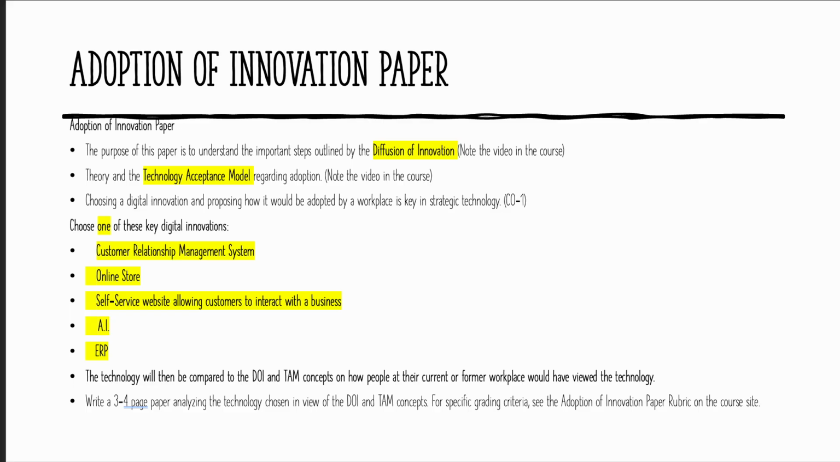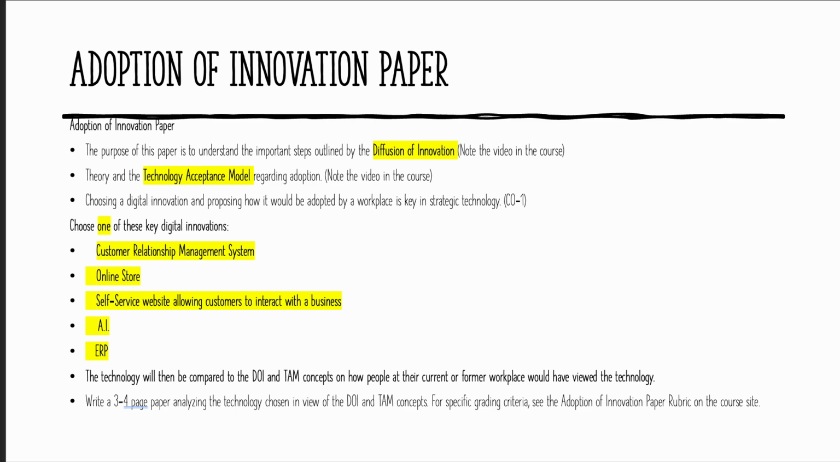Adoption of innovation paper. It's a little bit more here. There are some important steps in diffusion of innovation. Note the video in the course. Theory and technology acceptance model. Note the video in the course again. Choose a digital innovation, and proposing how it would be adopted by a workplace is key in strategic technology.